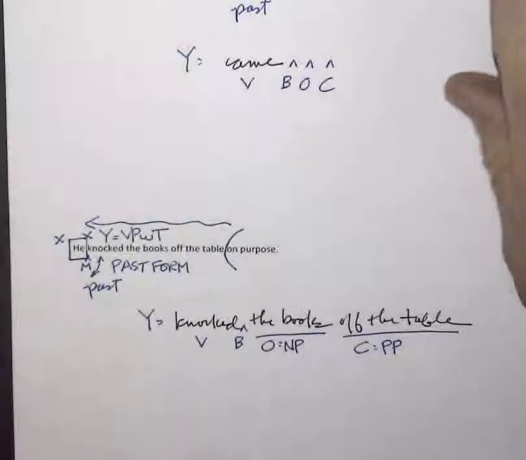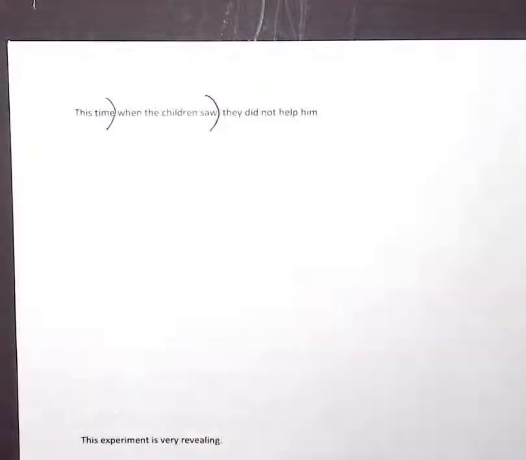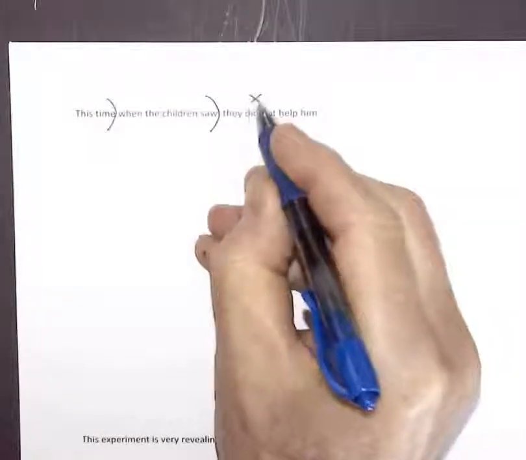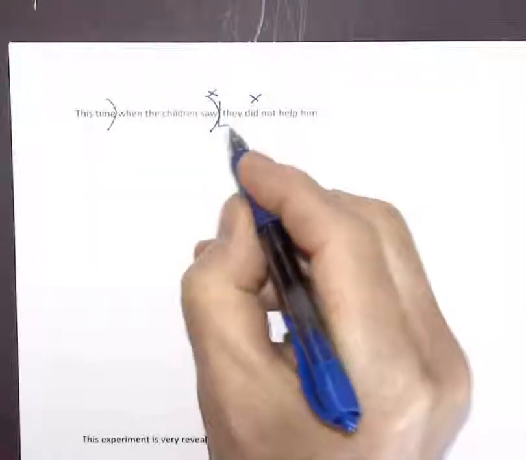Okay, next one. Stop the video and take a look at the next sentence, analyze it, and then come back when you're ready. And this is so interesting. This time, when the children saw, they did not help him. This is a very interesting experiment. Now, did is the X word. I move it here to make the question.